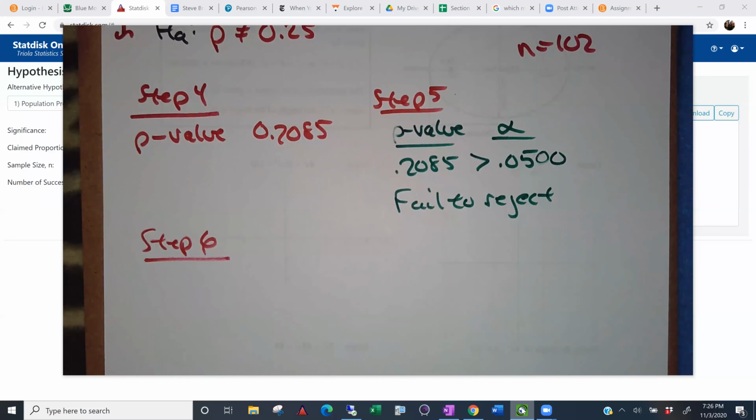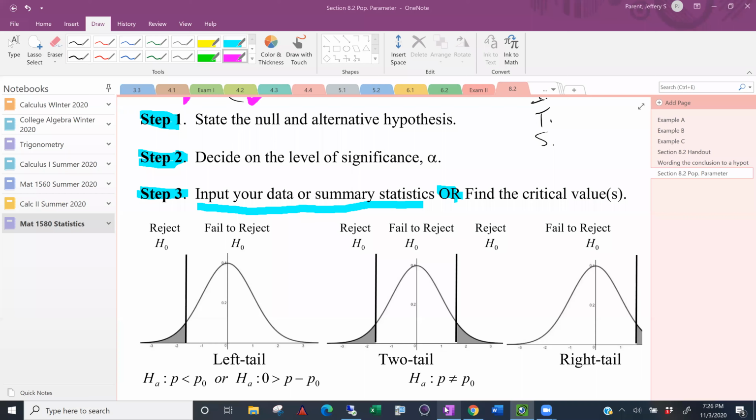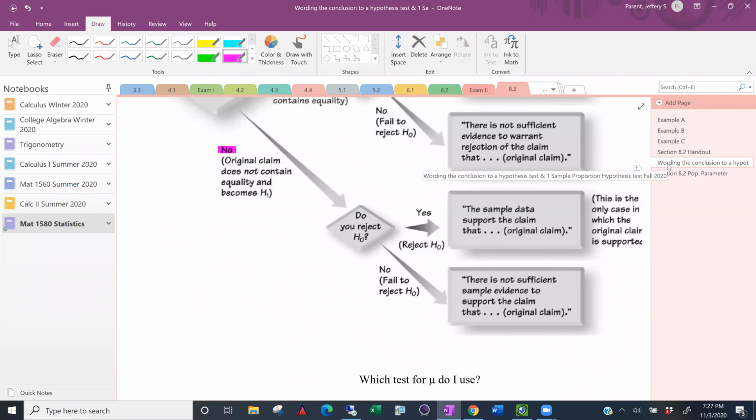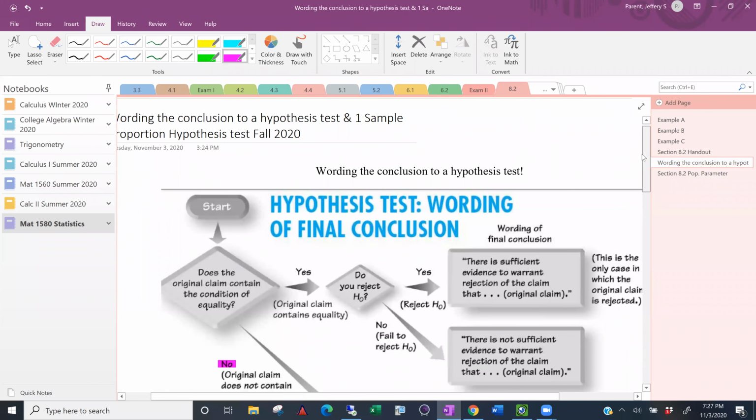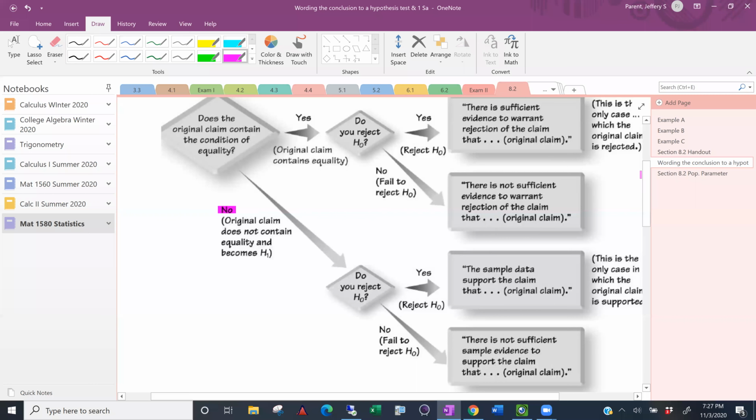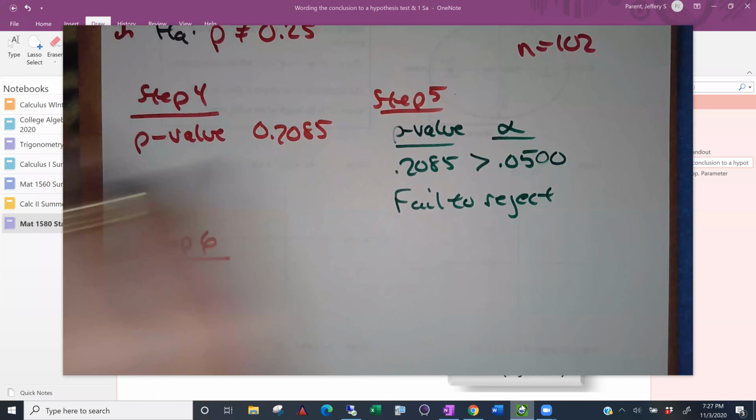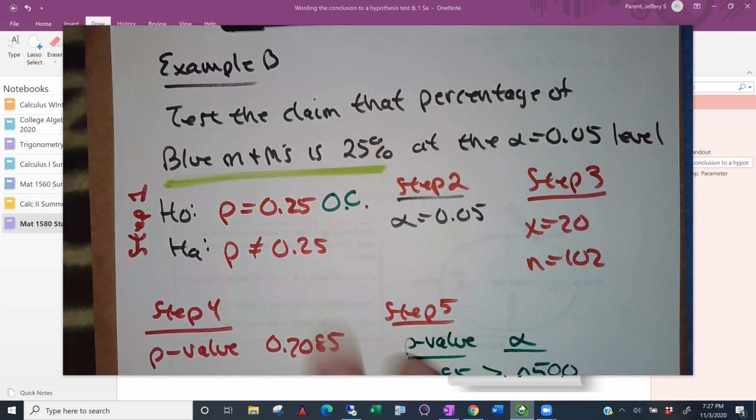Step 6 says state your conclusion in words. Let's go back to that handout. Wording the conclusion. Starting over at the left, does the original claim contain the condition of equality? Yes or no? It did, yes. It does. Okay, so that's a yes there.